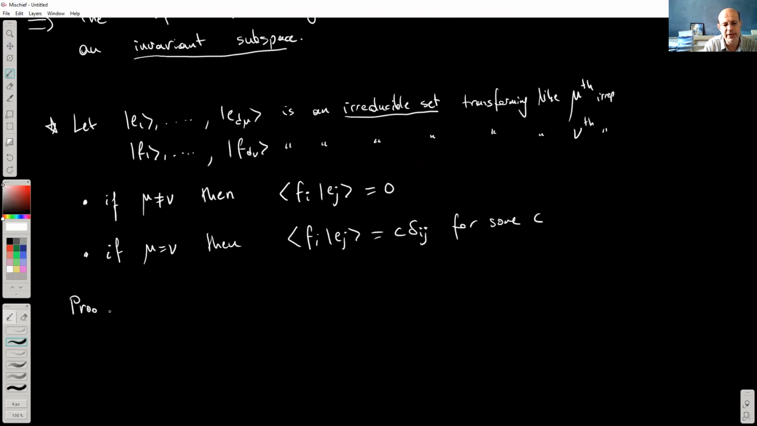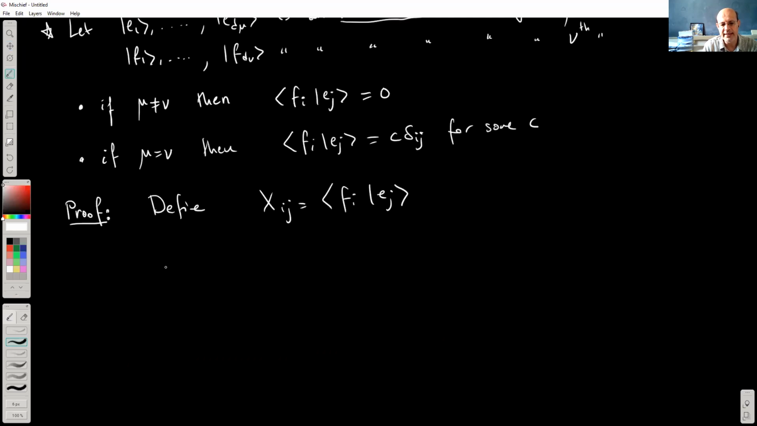The proof basically goes like this. I'm not going to show all of it, but let me spend some time describing it. I'm just going to define a matrix: define the matrix X_ij by the inner product of these two expressions. And then look at this expression, F_i, A of g, E_j.